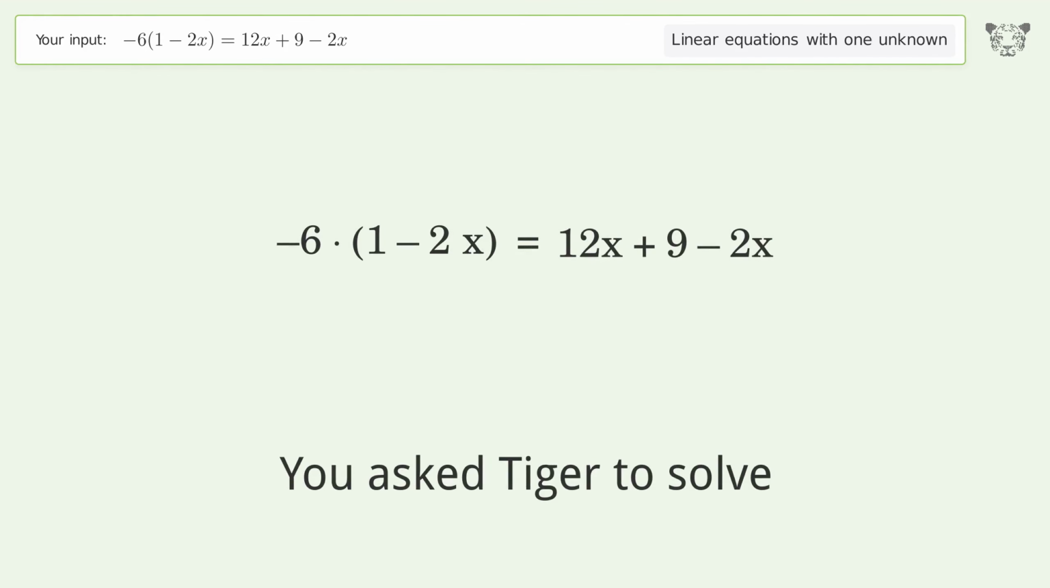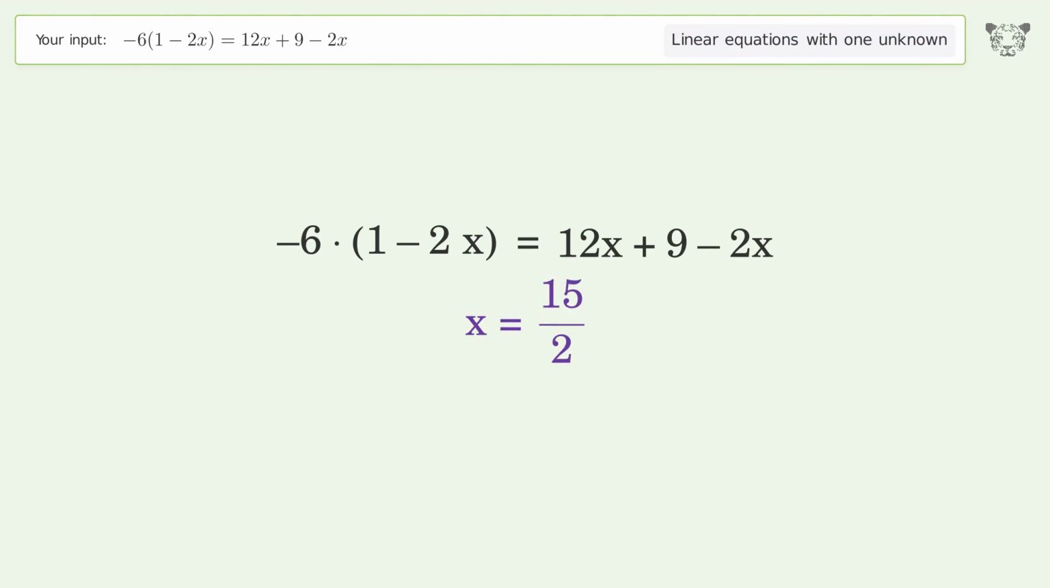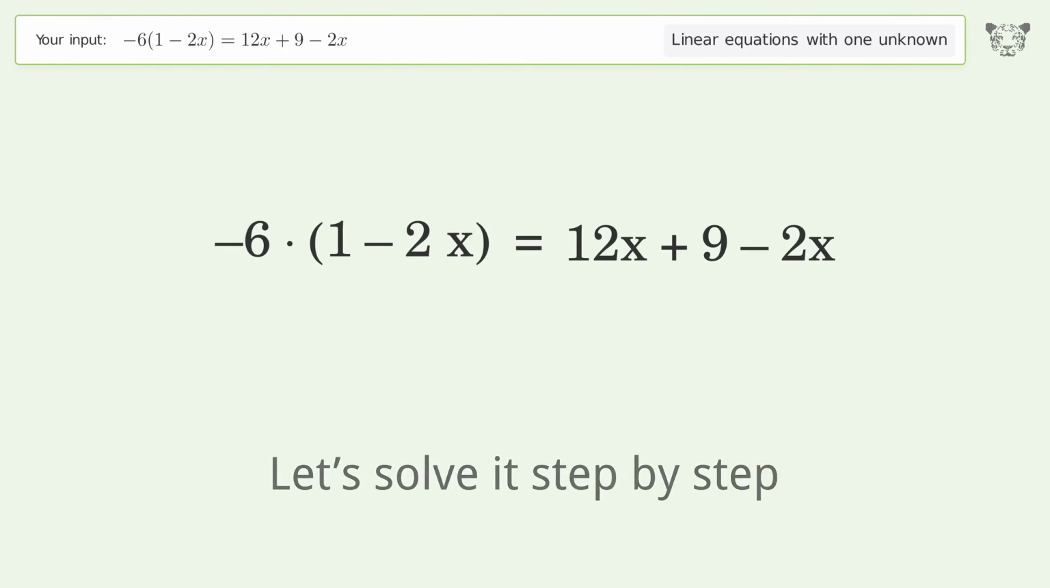You ask Tiger to solve. This deals with linear equations with one unknown. The final result is x equals 15/2. Let's solve it step by step.